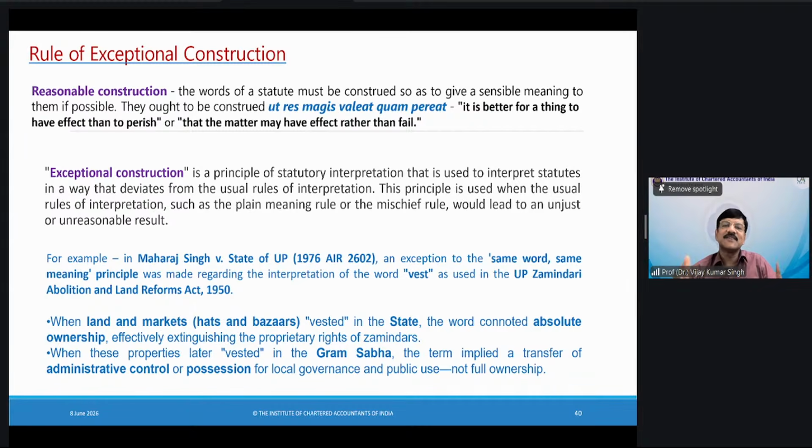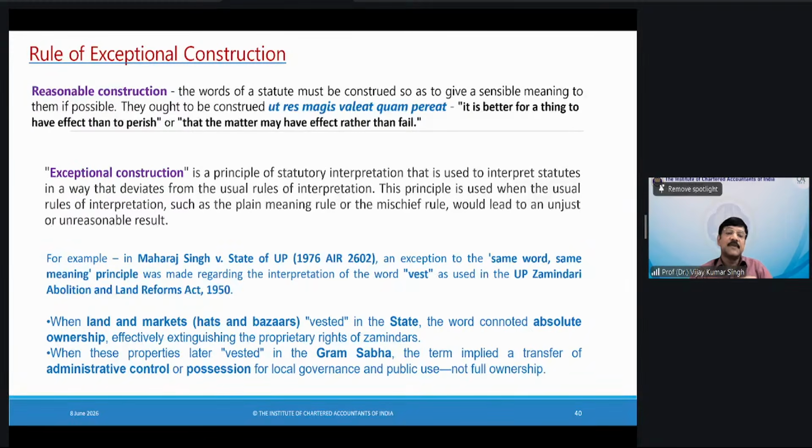You try to make sense out of it, right? So that the matter may have effect rather than fail. So exceptional construction is a principle of statutory interpretation that is used to interpret statutes in a way that deviates from the usual rule of interpretation. This principle is used when the usual rule of interpretation, such as plain meaning rule or mischief rule, would lead to an unjust or unreasonable result.